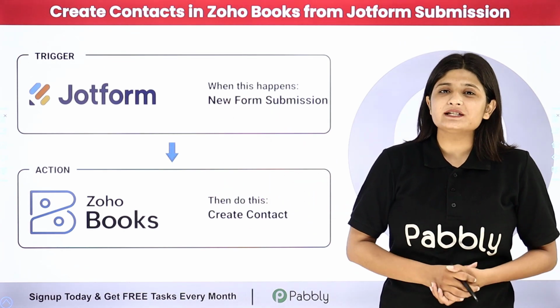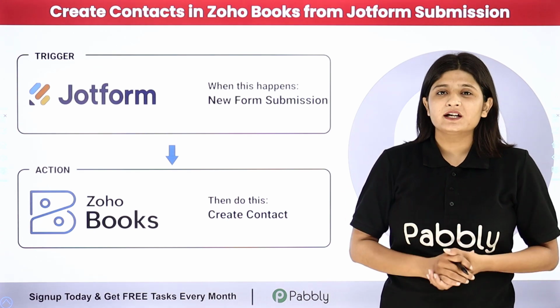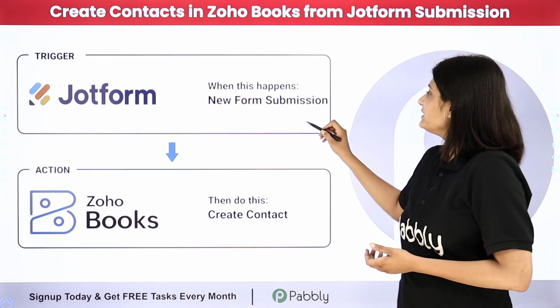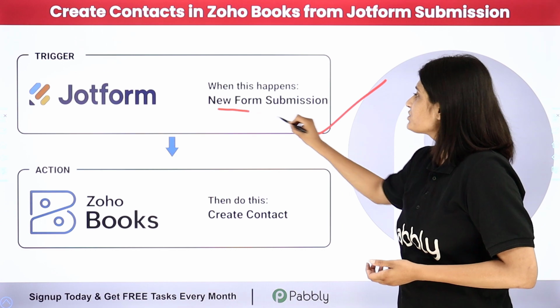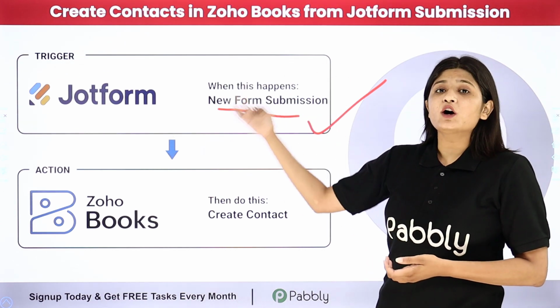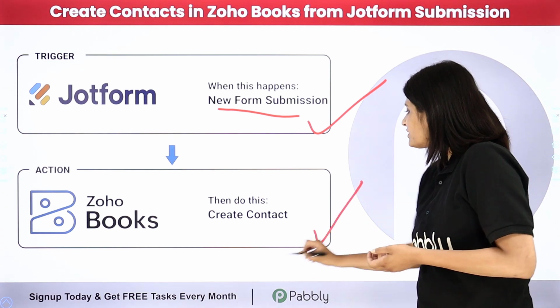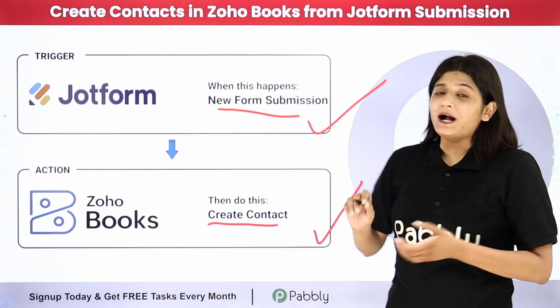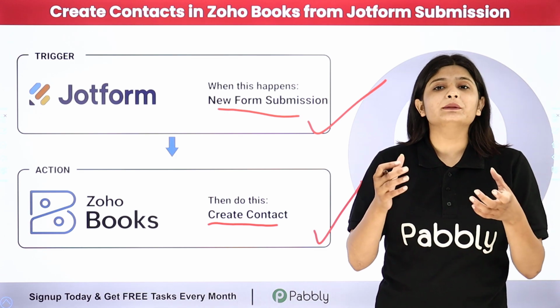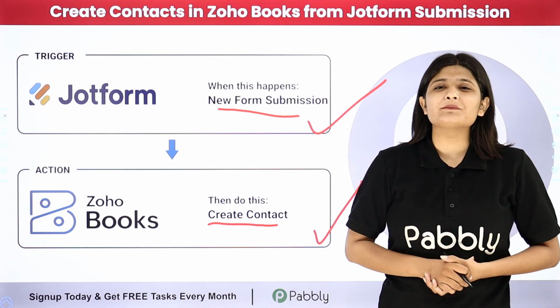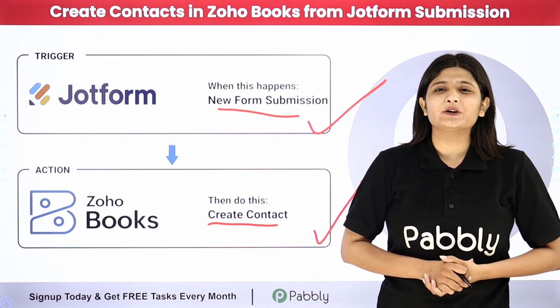Pabbly Connect runs on two principles, which is trigger and action. Here as my trigger application, I will take Jotform where the new form submission will be made and this complete workflow will get triggered. And in my action application, I will take Zoho Books where the contact will be created automatically as soon as the form submission will be made. If you want to learn this amazing automation step by step, let me take you all to my screen.